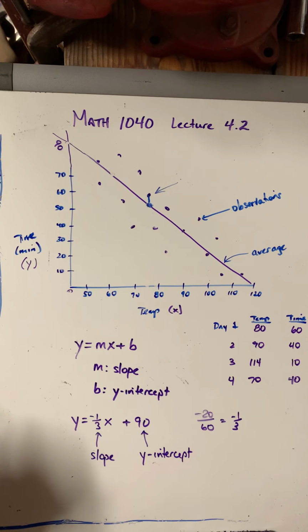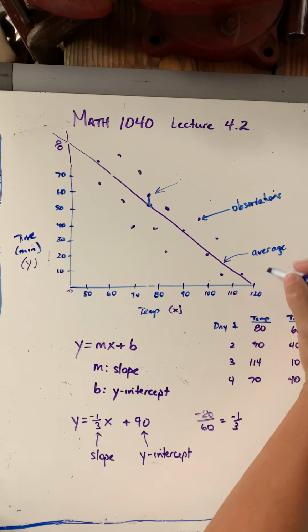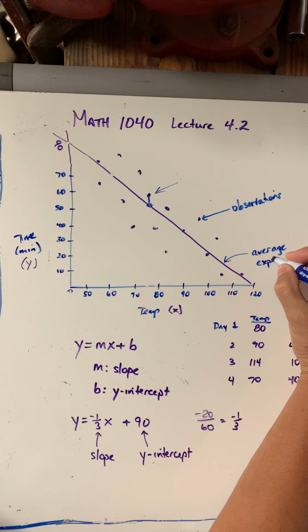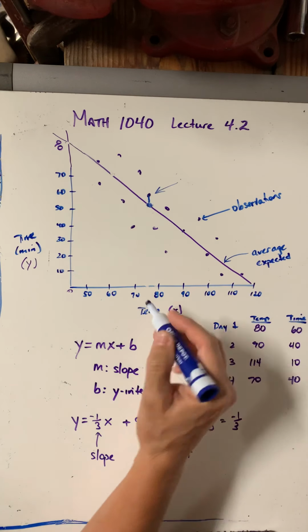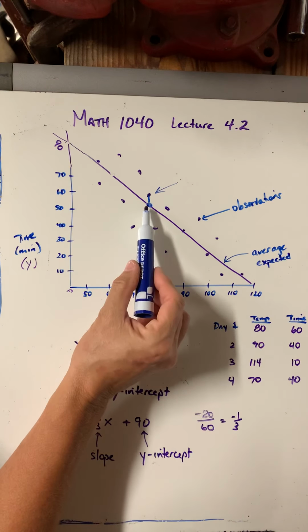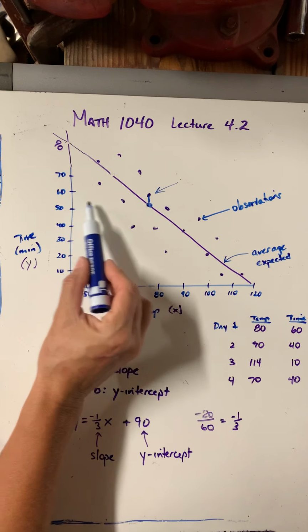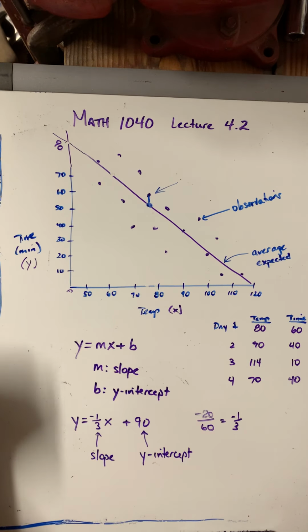Another word that they use to represent the line is your expected value. Well, what did you expect would happen at 80 degrees? Well, I expected it would be more about 56 minutes or so, but my observation was 60.